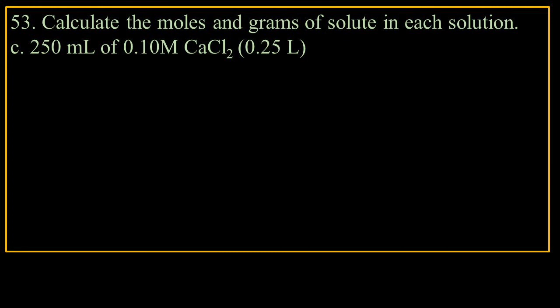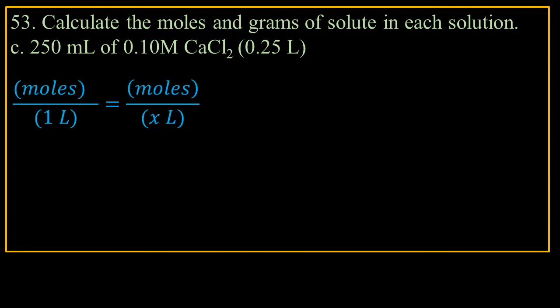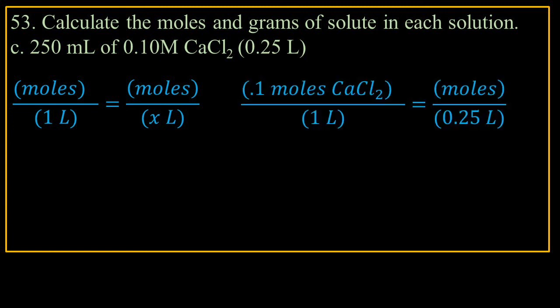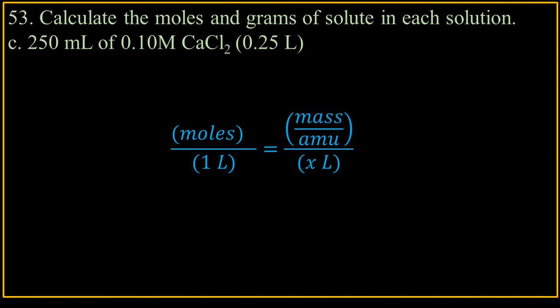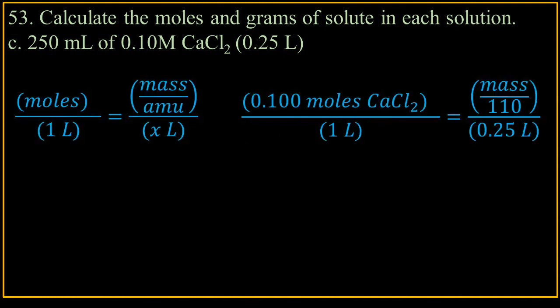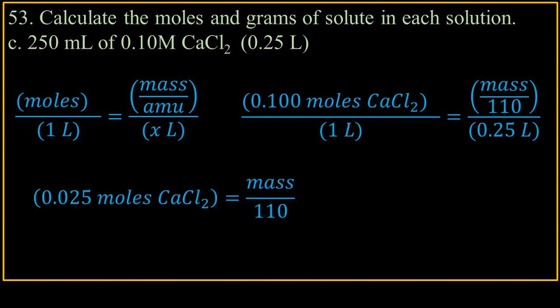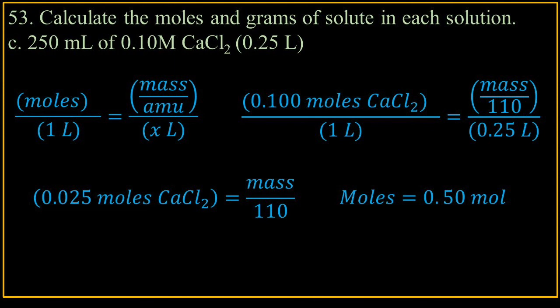So then this is going to be 0.25 liters. Same thing, 0.25 liters of a 0.1 molar calcium chloride. And now I'm just going to cross multiply and divide, and it's going to be 0.1 times 0.25 divided by 1, and then cross multiply again, and you get 2.75 grams of calcium chloride.